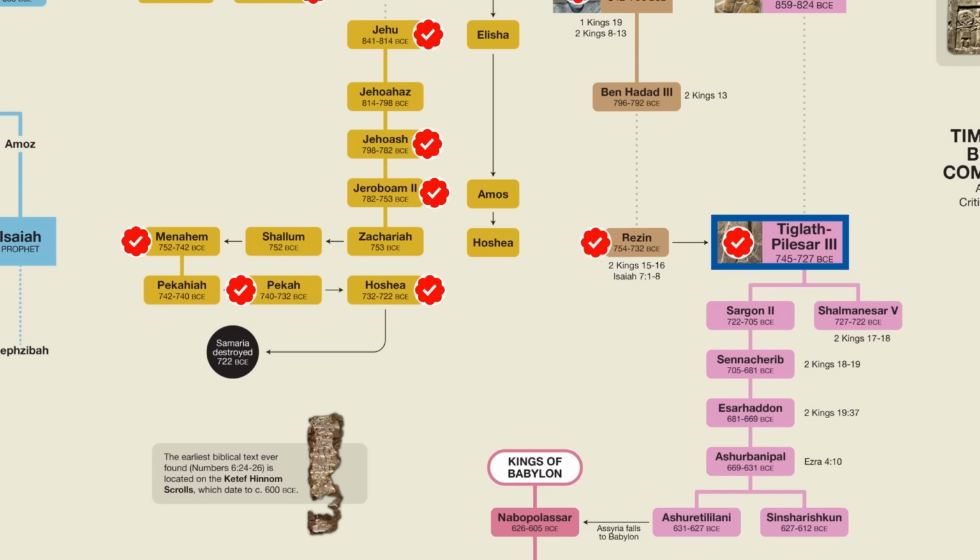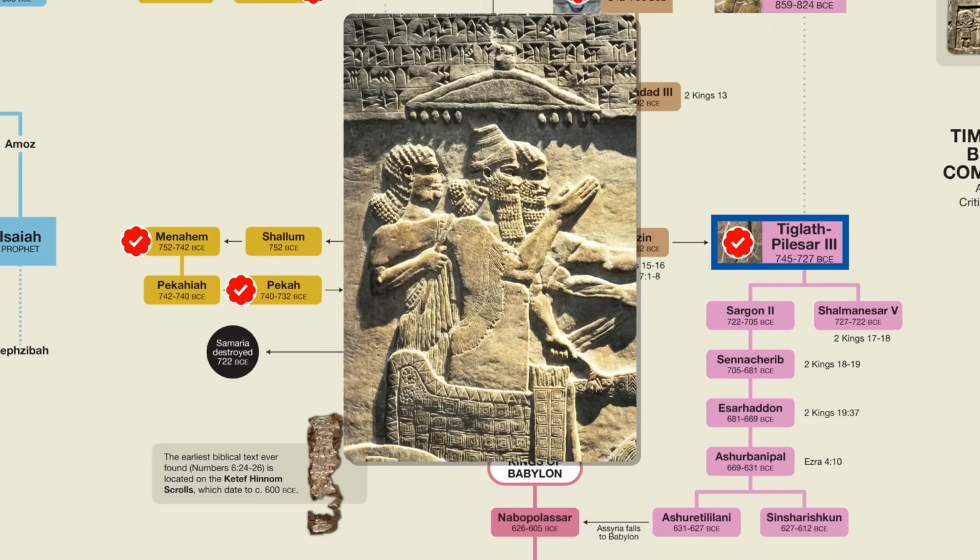In 2 Kings, he's called Pul, which is short for Pileser, but in 1 Chronicles, his full name is used, Tiglath-Pileser. And we have loads of archaeological evidence for him, including many depictions, such as this one shown here.